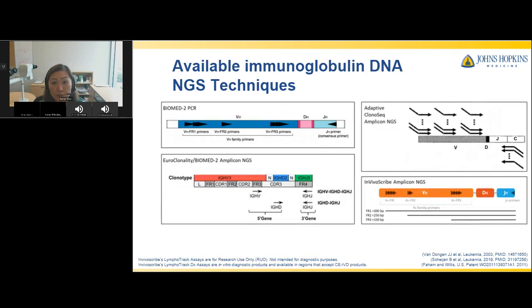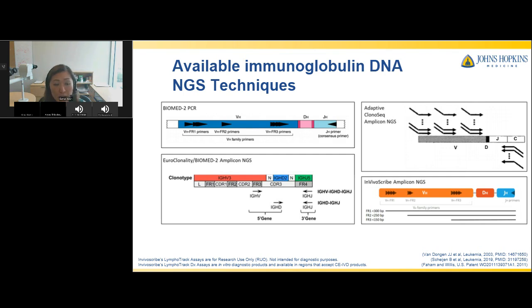So let's review a few available DNA NGS techniques. And we can compare this to the original BIOMED-2 PCR-based technique. So there are three available techniques out there currently. All of it is based on the original BIOMED-2 primer design. However, only one, this EuroClonality-BIOMED-2 group, involves the same consortium that assisted with designing BIOMED-2 to begin with. So you can see the EuroClonality group's NGS assay and the Invivoscribe NGS assay both employ consensus framework region primers that amplify across to a J gene primer.